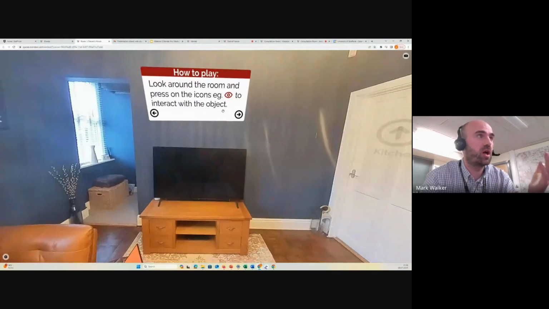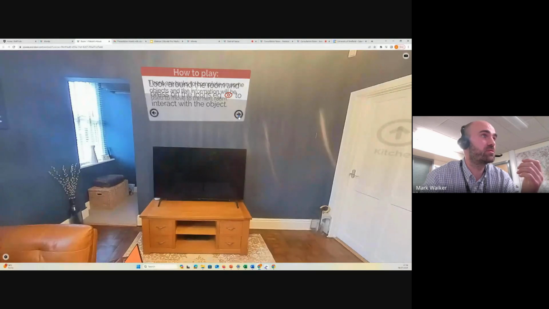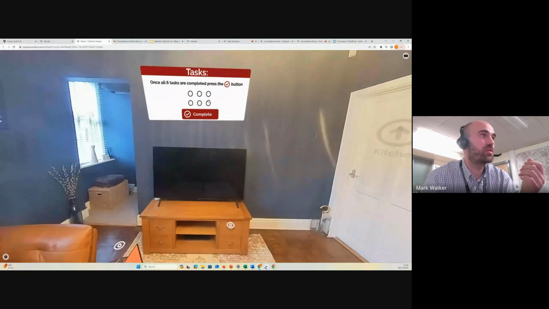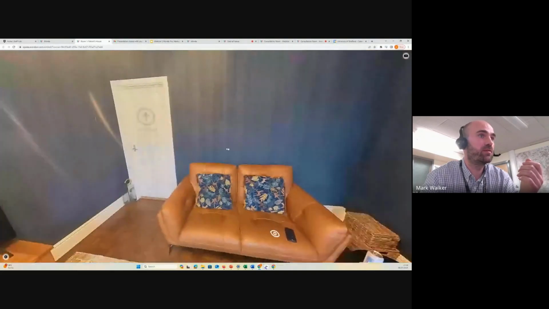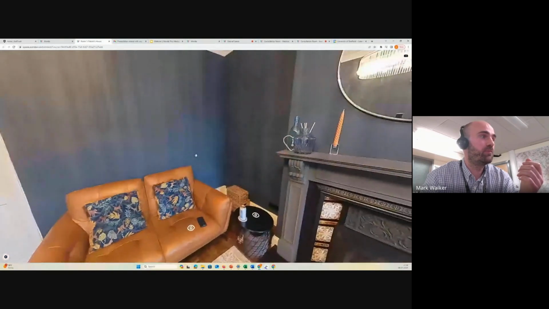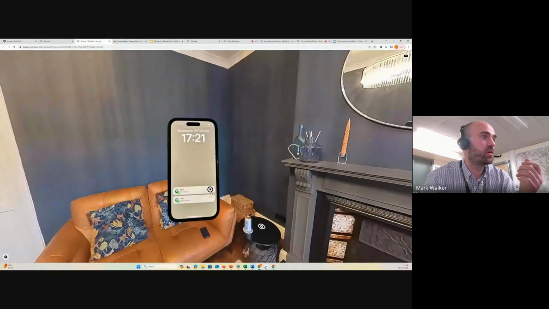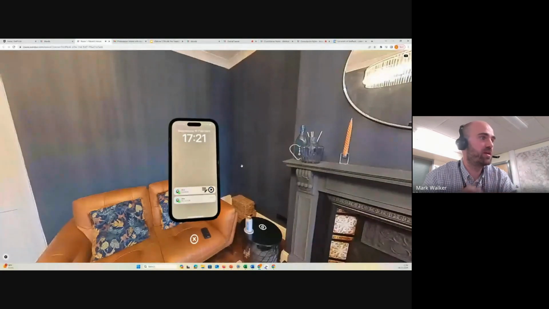So he's used these card boxes here to give the instructions to the reader. As you go through the tasks in this room, you get a tick in each box. So if we, for example, pick up this telephone, we've got a voicemail here.